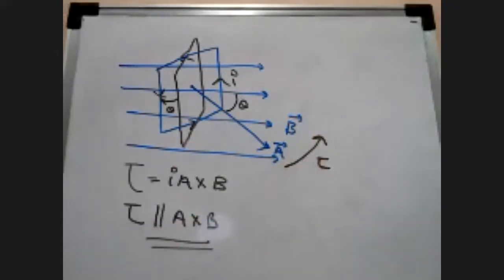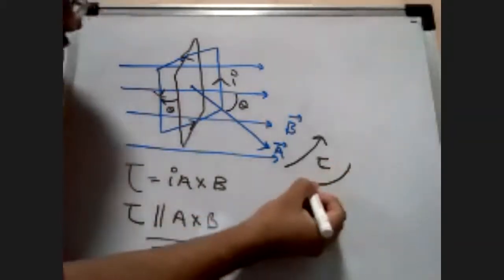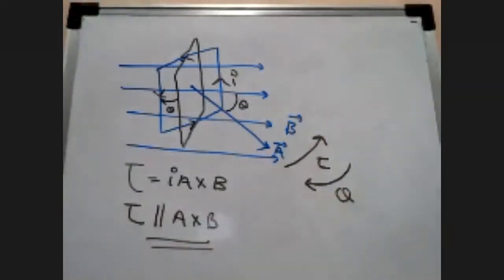But students, I pushed this loop backwards. I pushed it like this. So can you see that torque is basically opposing my external force? Torque here is basically opposing my external force. So see the behavior of it. This is where I want you to understand the behavior of the torque.